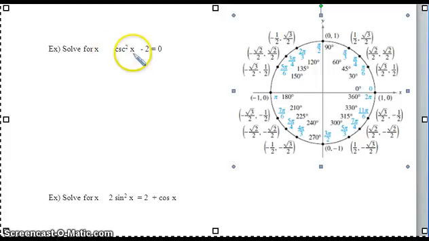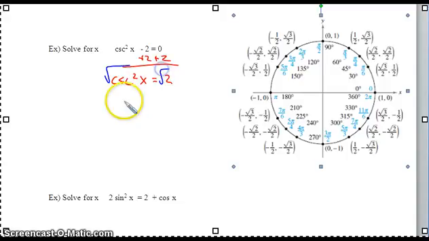Alright, next problem says solve for x, so find all the angles that work here. So let's get the x by itself by getting rid of the 2 first. So cosecant squared of x is equal to 2. Let's get rid of the squared. Take the square root. So cosecant of x is equal to plus or minus the square root of 2. Remember, whenever we're solving equations, when dealing with a radical, we want to consider the plus and the minus.